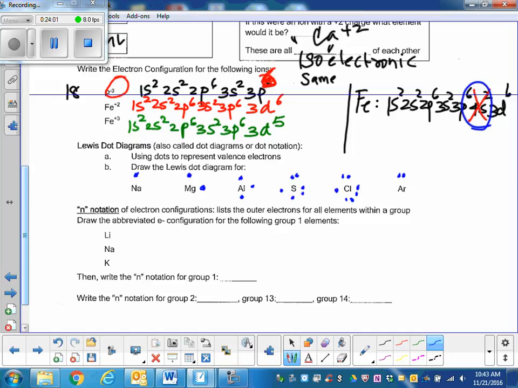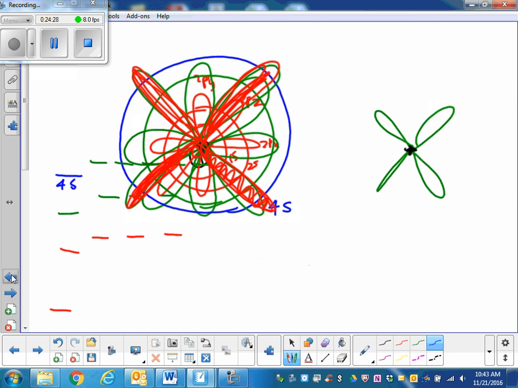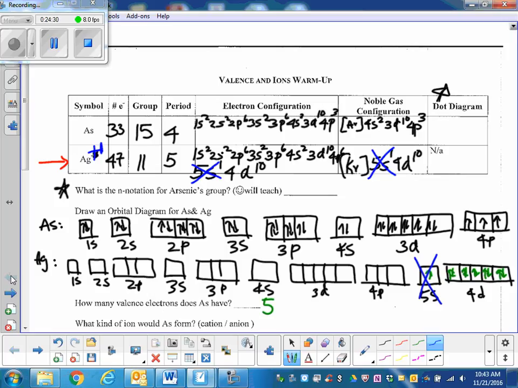and argon is complete. This is called, as the name says, a dot diagram. Do not get confused between Bohr model, orbital diagram, and dot diagram. Does that make sense? As the name says, dot diagrams is asking you to draw dots. So going back to your warm-up, it says, draw the dot diagram for arsenic. Arsenic has how many valence electrons?